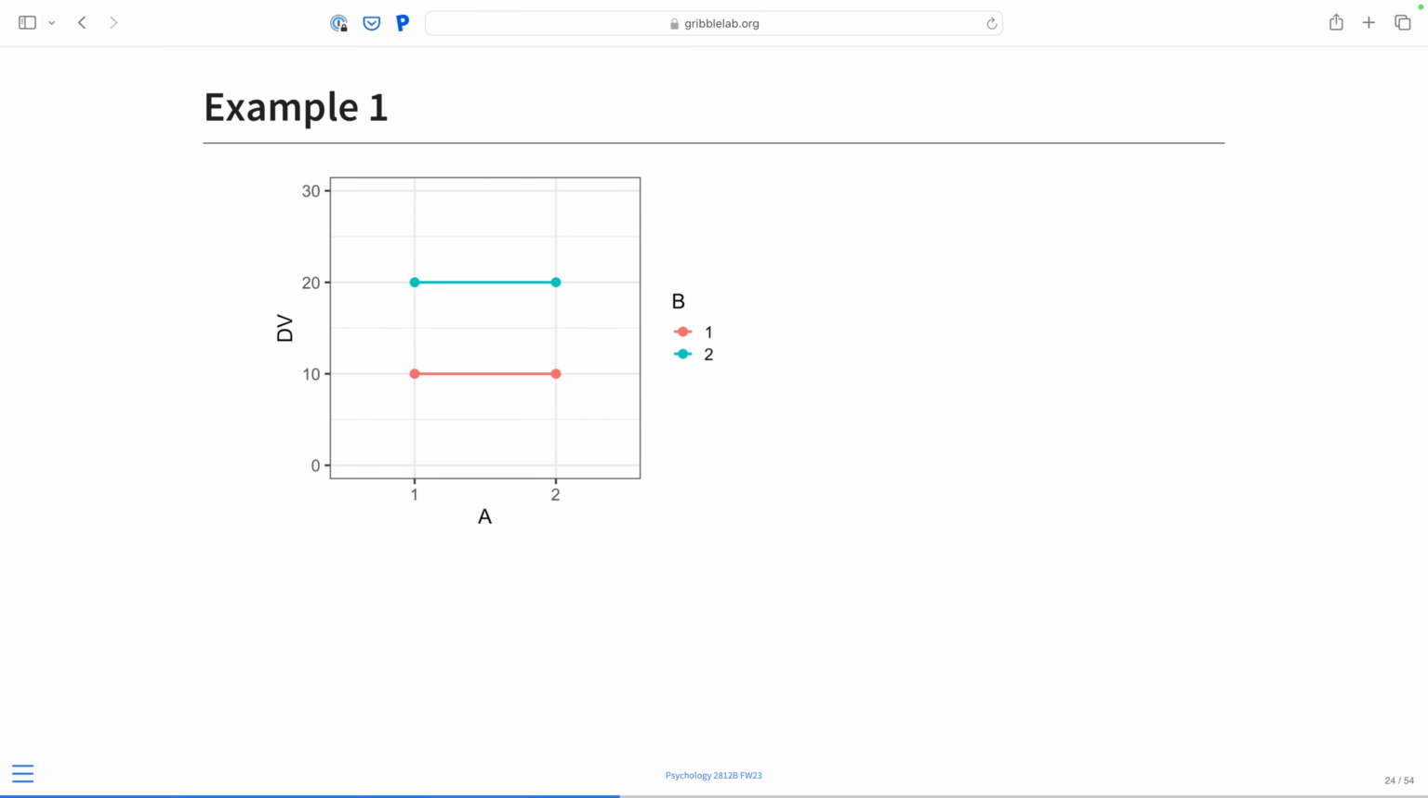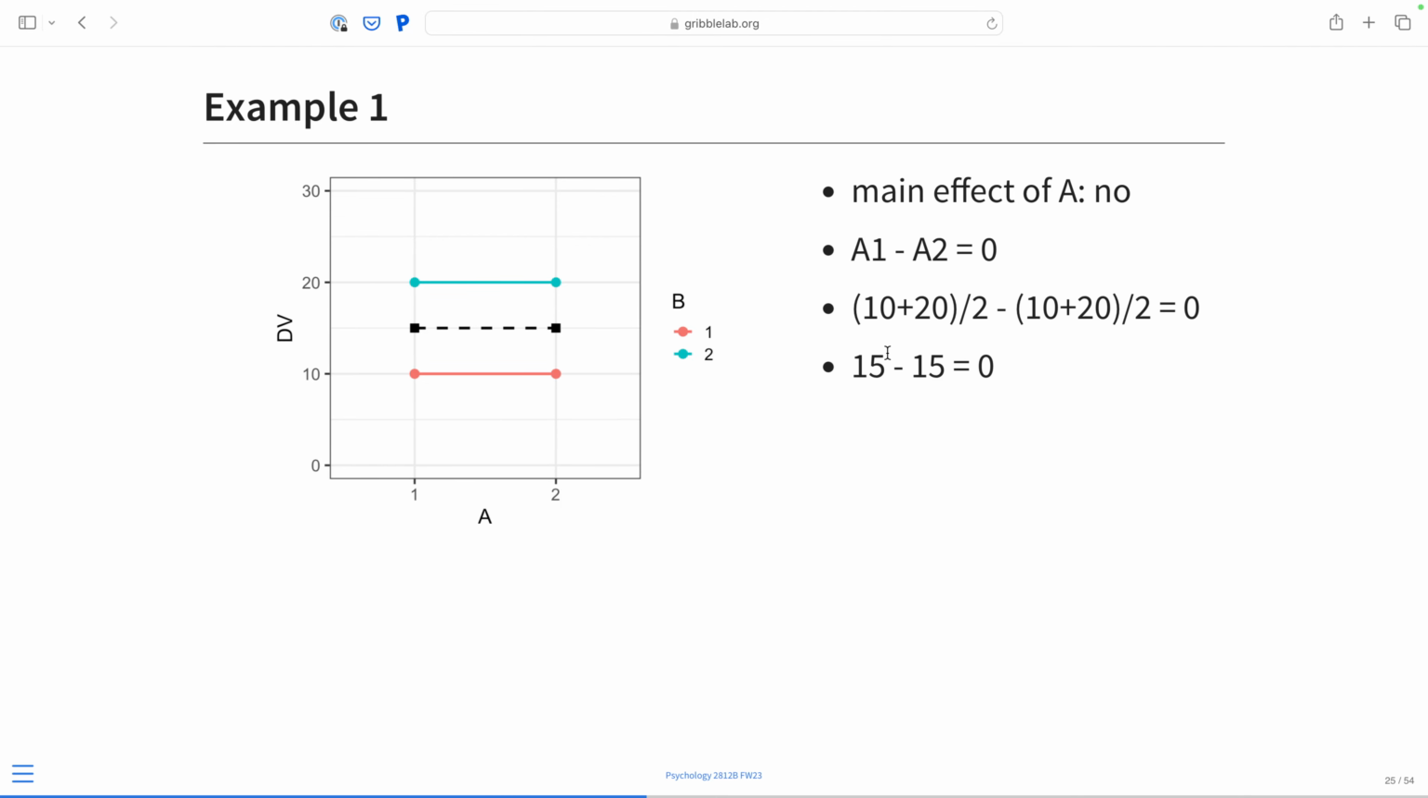Let's look at some more cartoon examples. So here's an example of a 2x2 design. We've got one factor called A with 2 levels, level 1 and level 2, and another factor called B with 2 levels, level 1 and level 2.